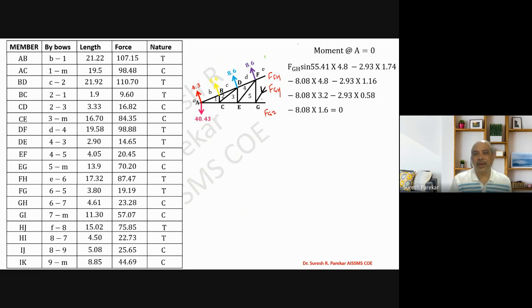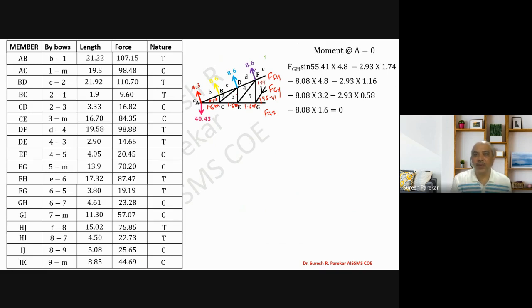Now again the horizontal component will pass through A. So for the vertical component we have to consider 55.41, so 55.41 into 4.8. Then we have 1.6 meter, 1.6 meter and 1.6 meter, and then minus 2.93. For BC, this length, we have 0.58 vertical length. This will be 0.58 into 2, which is 1.16, and this vertical distance we have 1.74.